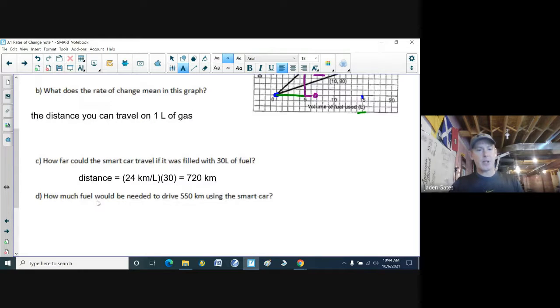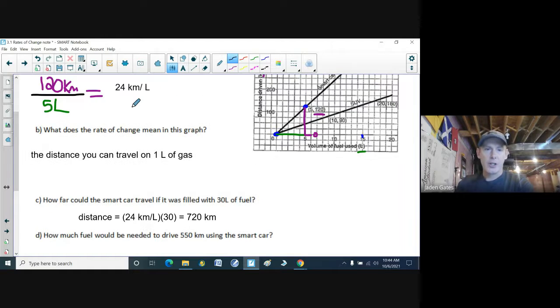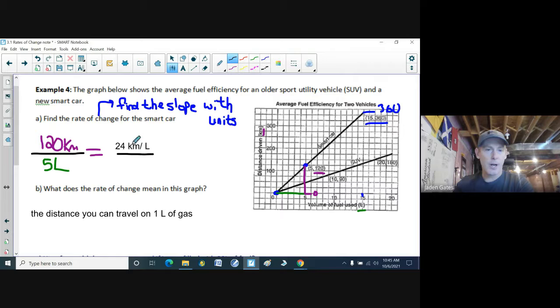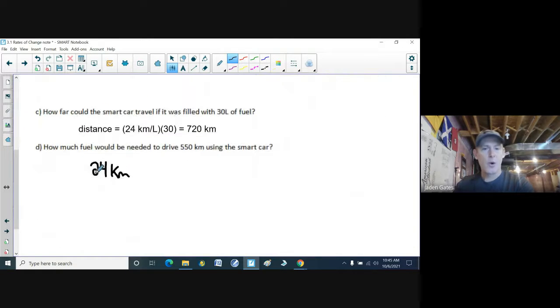All right, now the next one, a little bit different. How much fuel would be needed to drive 550 kilometers using the smart car? Now, this comes down, like I said, to our using unit rates before. We have our unit rate here, 24 kilometers per liter. So I'm going to make that a fraction, 24, or go back to what it was. It was a fraction up here, 120, but I'm going to have 24 over 1. You'll see what I mean. 24 kilometers, we can travel it in 1 liter.